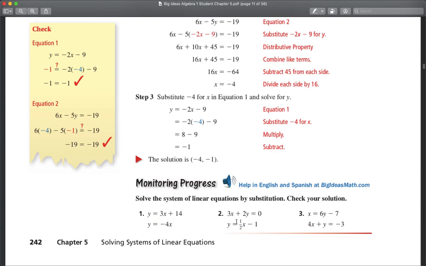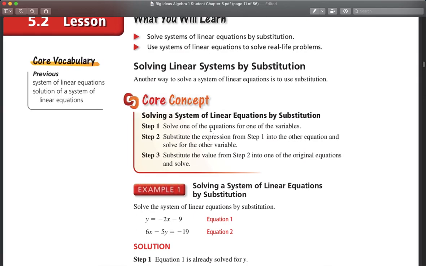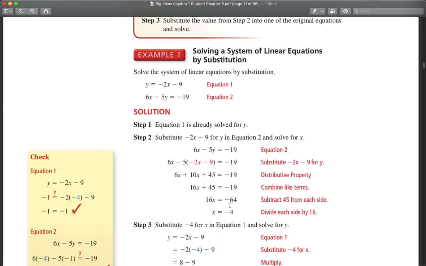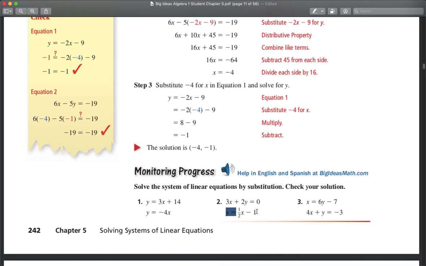For this problem, we have a first equation, which is 3x plus 2y equals 0, and a second equation, which is already solved for y. Notice how step 1 tells you to solve for one variable, and basically it's already been done for you. So it's a good way to notice the hacks here.